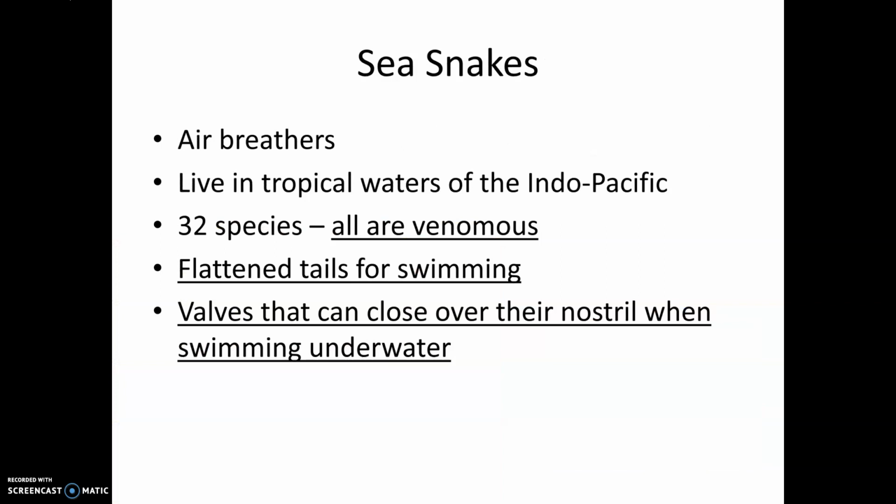Next, we can see our sea snakes. Again, we see our air breathers, so they are using lungs to breathe. They live in tropical waters in those Indo-Pacific, so kind of similar to our saltwater crocodile habitat. There are 32 species of sea snakes, and they are all venomous, so very dangerous creatures here. They have nice flattened tails used for swimming.